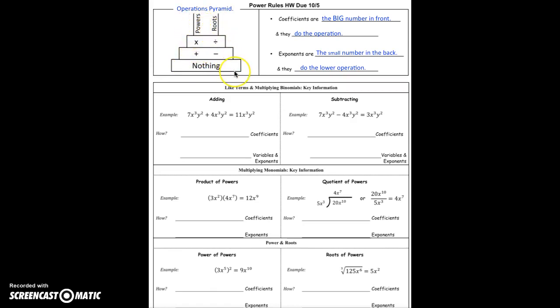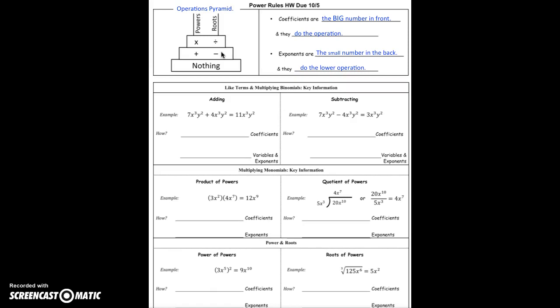And the other thing to consider about this pyramid is that the left side of the pyramid has the operations that typically cause things to increase. So when you add things together, they typically increase. Multiplying, they typically increase. Powers, typically, you raise something to a power, it gets bigger. And then on the right side, those operations, when you perform them, typically cause numbers to get smaller.